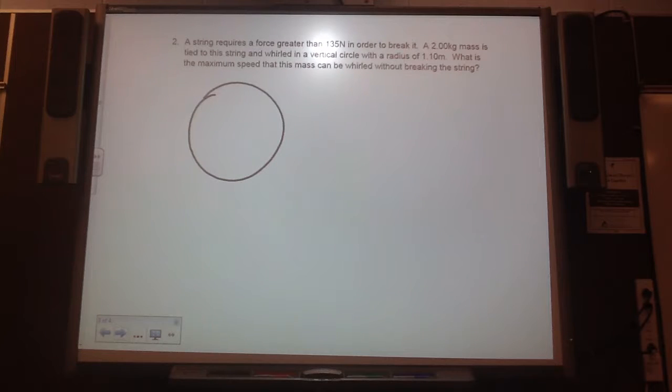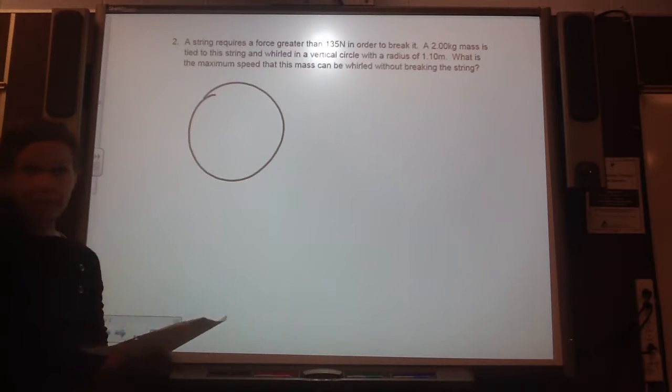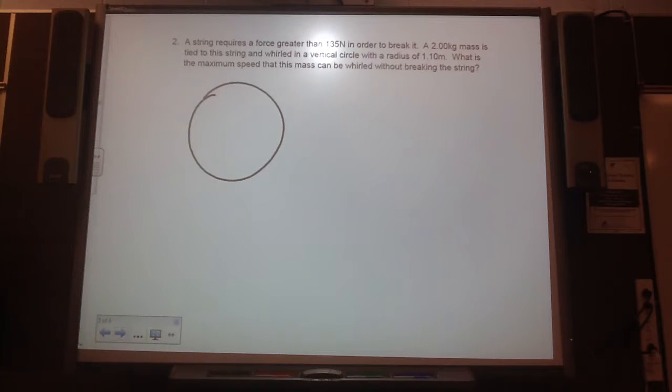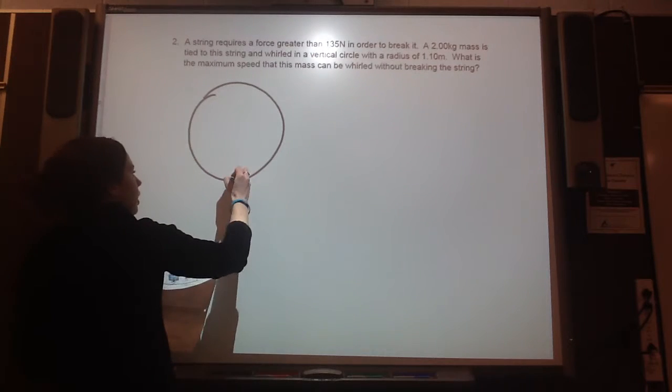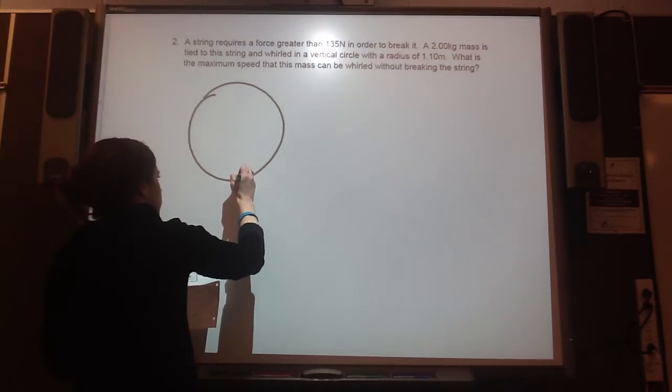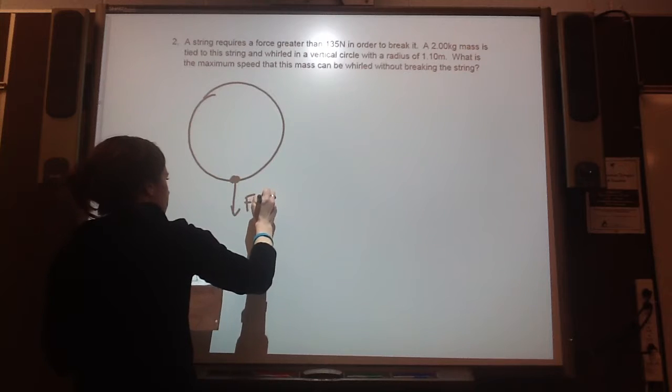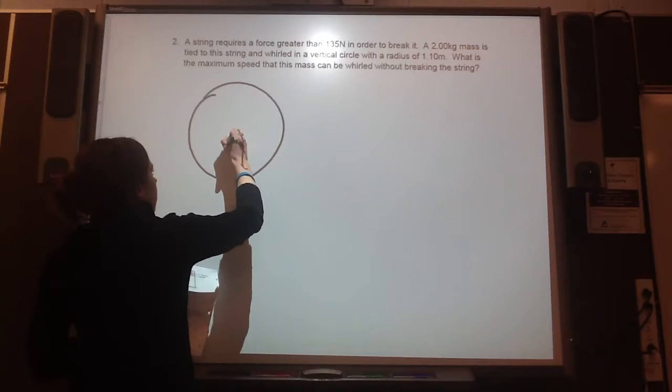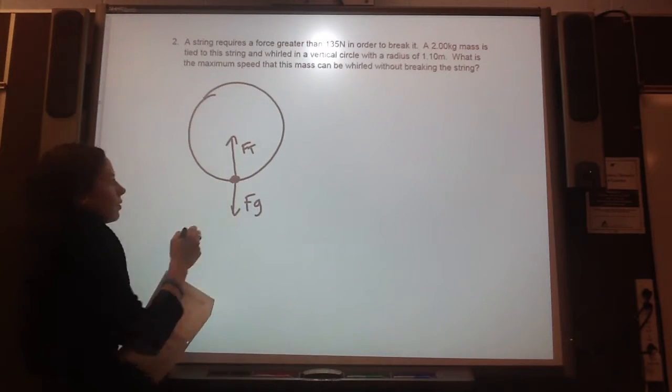Is the tension more or less at the top of my circle or the bottom when I'm holding it? At the bottom, yeah. Because at the top, there's a lot less tension. I don't have to hold it very tight. If you're holding something tight, the tension is strongest at the bottom. So for these types of questions, we need to look at the object at the bottom. So we have our Fg going down and our Ft going towards the center of the circle.